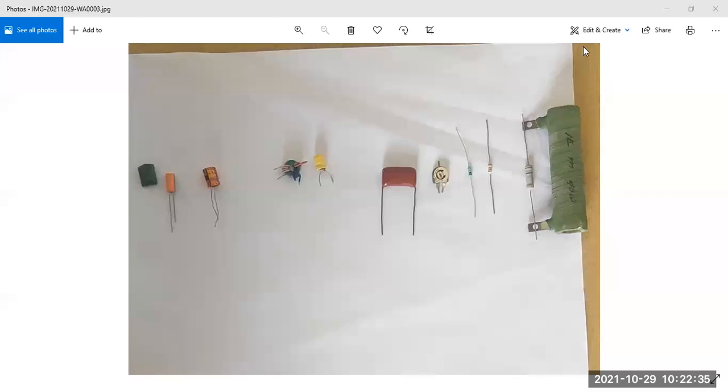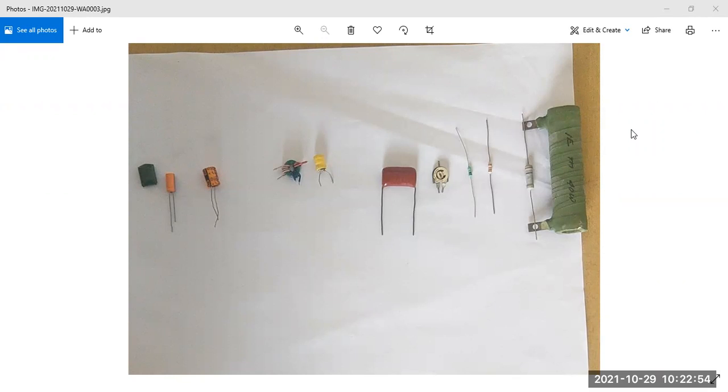Good morning, guys. Today our topic is capacitance, then inductance, and you can see this picture. I think you all can observe this picture.